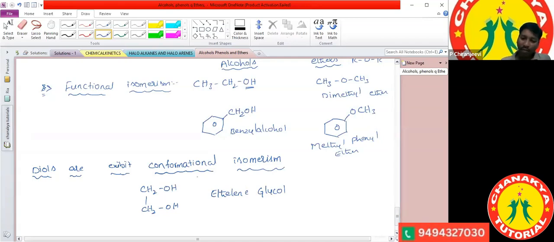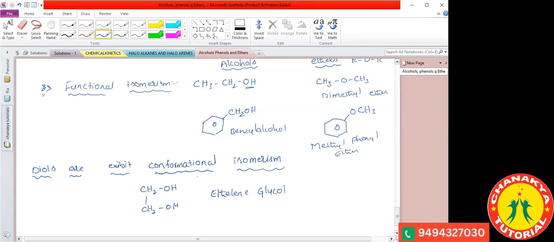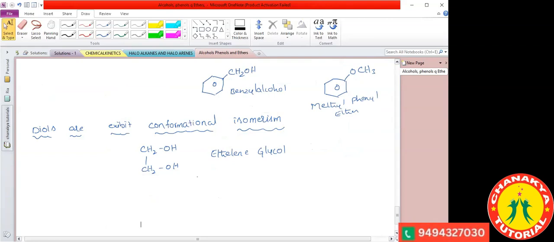Ritu, do you have any idea about conformational isomerism? Have you heard about conformational isomerism or not? Actually, we'll get three conformers. It is a type of stereoisomer. I don't know much about it though.